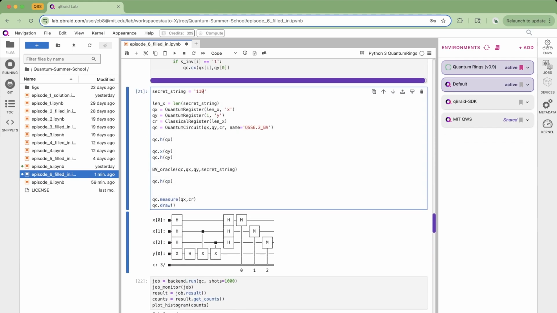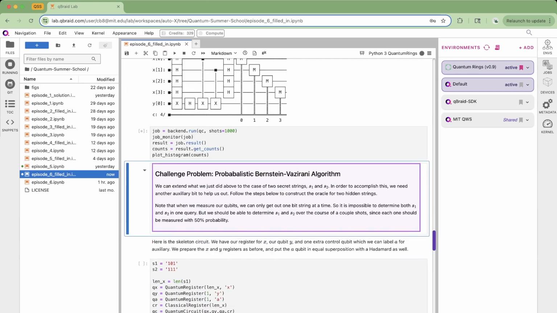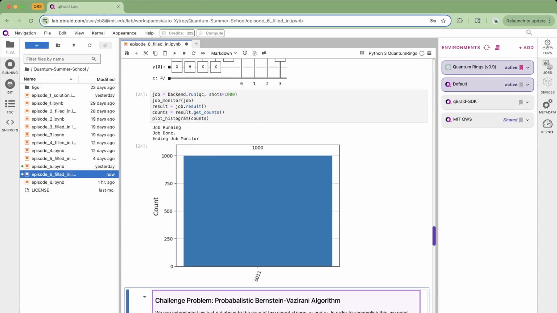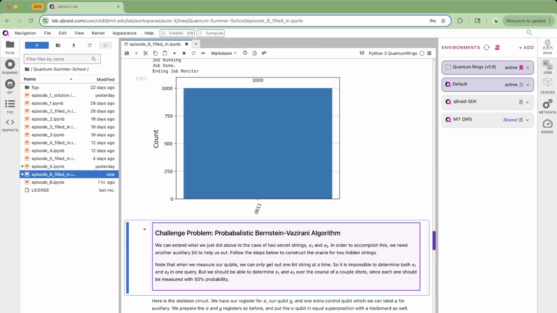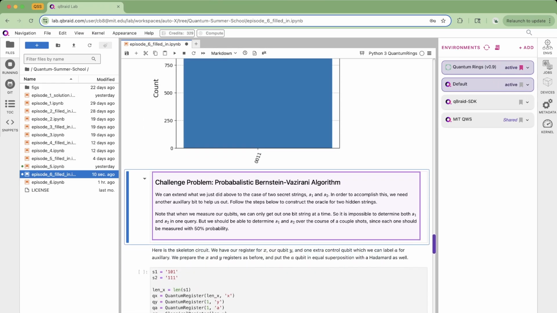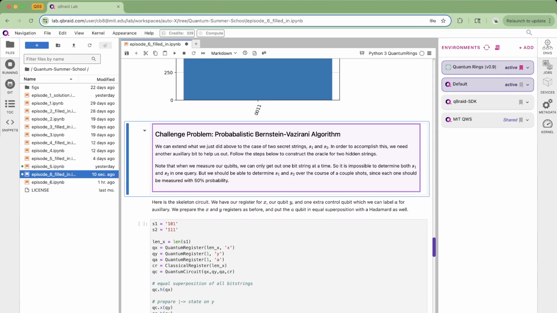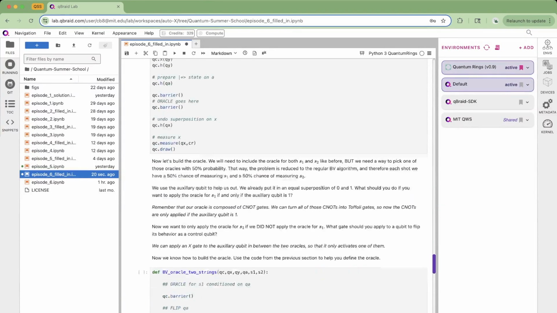So we can also try other states as well. Like maybe I want even 4 qubits. Ta-da! Okay, so feel free to play around with that by yourself. I think it's pretty fun. And then if you want an extra challenge, there's the probabilistic Bernstein-Vazirani algorithm, where now instead of 1 secret string, you have 2 secret strings. So there's a problem here that can walk you through how to pull that off.